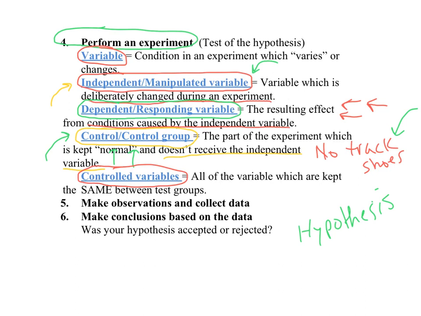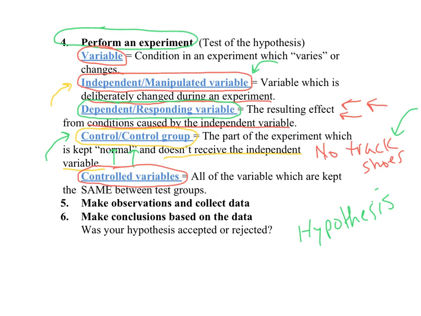They both have to get the same exact amount of sunlight. They both have to be in the same type of soil. They have to get the same type of fertilizer, etc. The only thing you can change is your independent variable, and in that case, it was the orange juice.